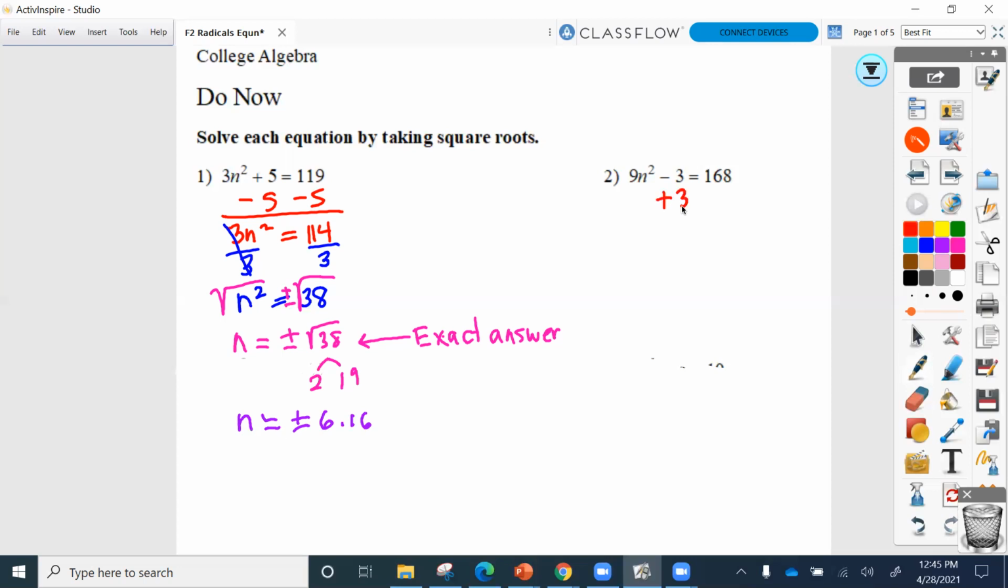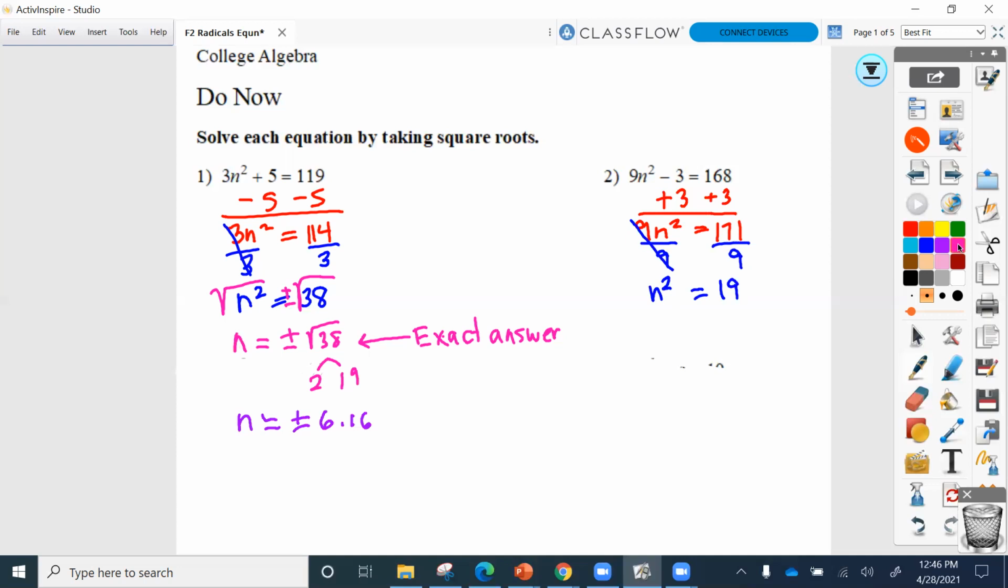All right, let's do the same thing to the other problem. We're going to add 3 to both sides of the equation to get 9n squared is equal to 171. Then we're going to divide both sides by 9 to get n squared. Let me make that a little more legible. n squared is equal to 19.